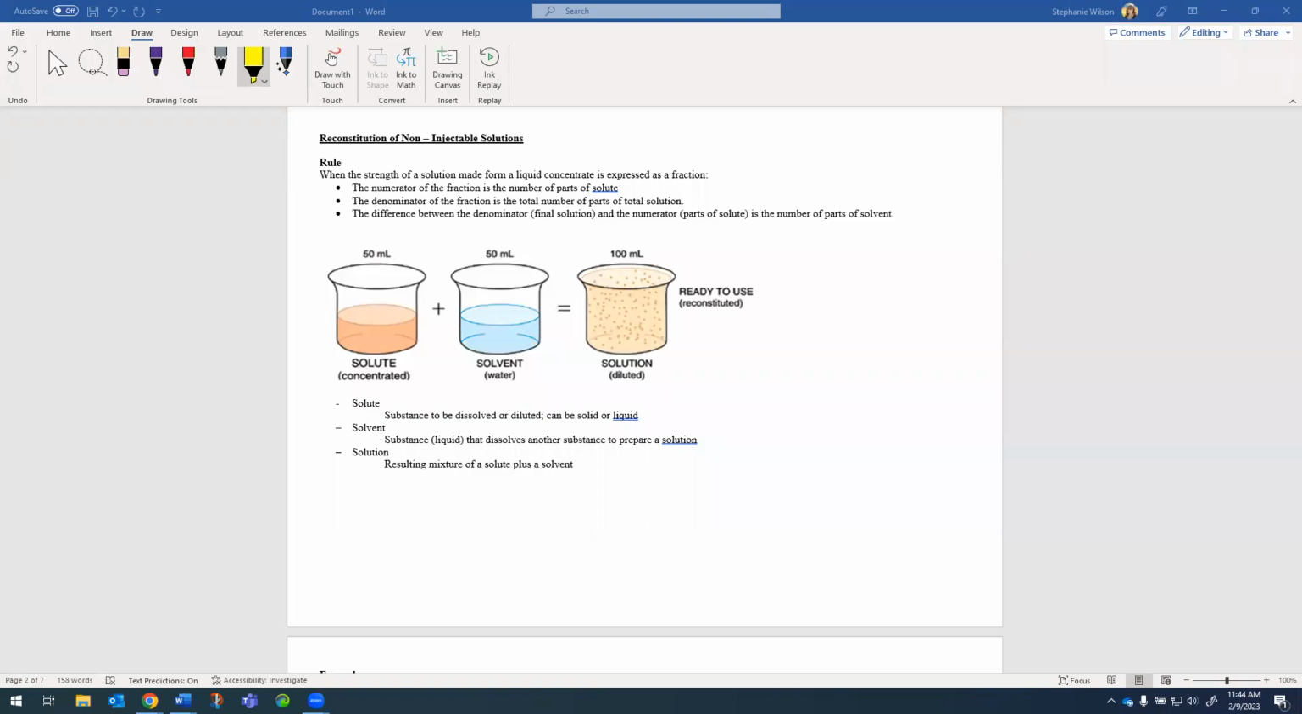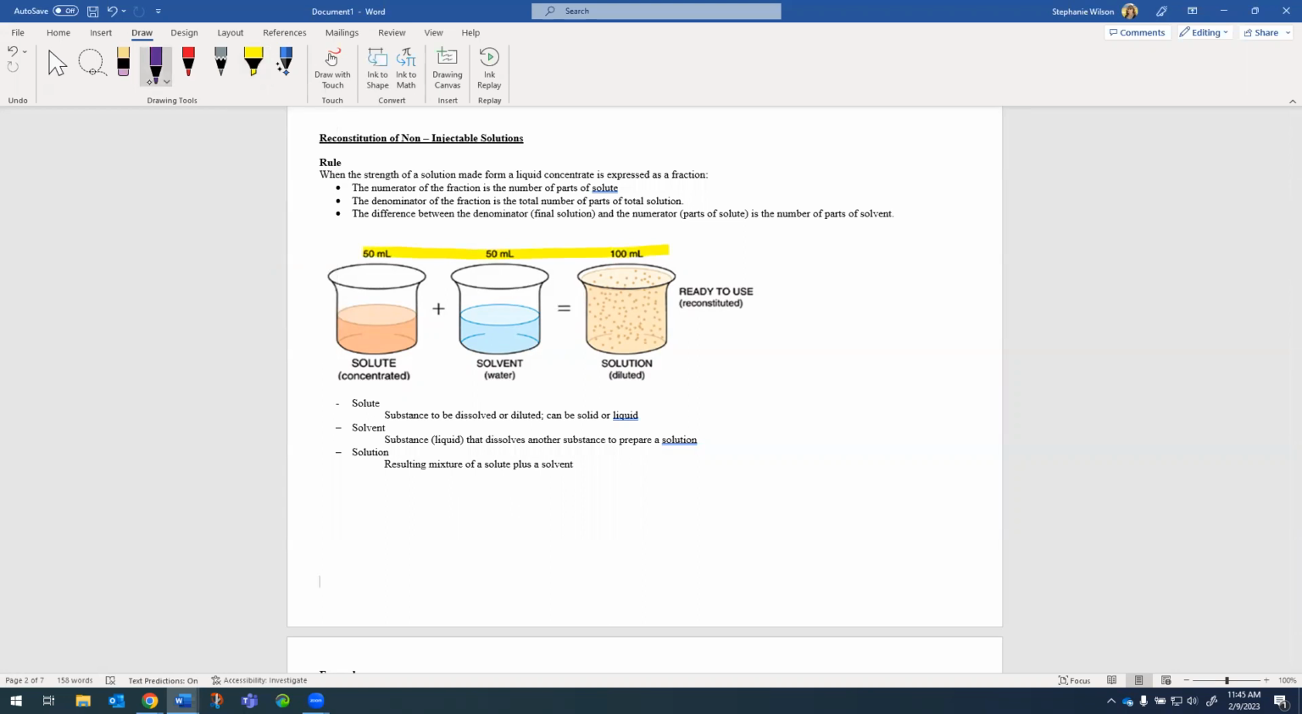Reconstitution of Non-Injectable Solutions. So I'll let you take the time to pause this video to read the information. I'm going to just go over it without reading it all to you. Let's talk about these pictures here.